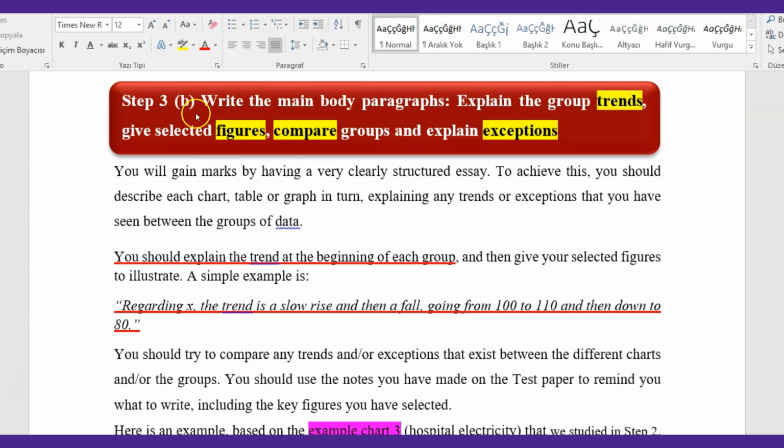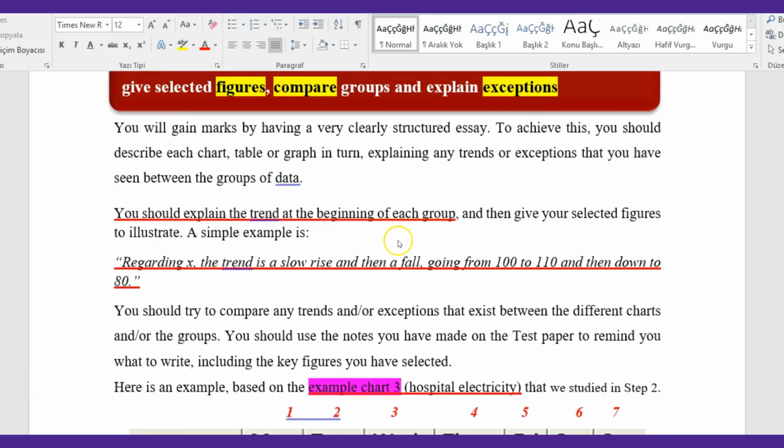In step 3, B part, write the main body paragraphs, explain the group trends, give selected figures, compare groups, and explain exceptions. Okay, important part. You will gain marks by having a very clearly structured essay. To achieve this, you describe each chart, table, or graph in turn, explaining any trends or exceptions that you have seen between the groups of data.